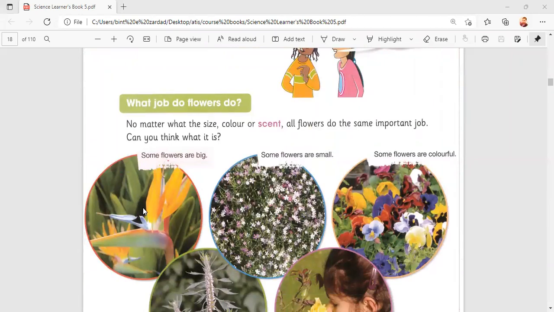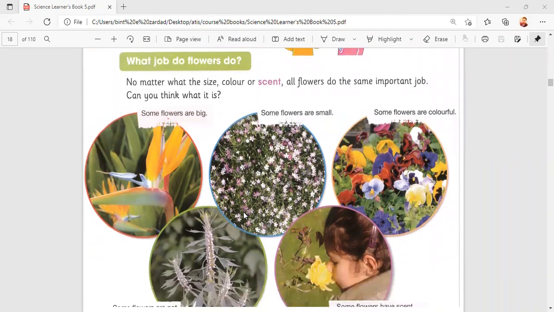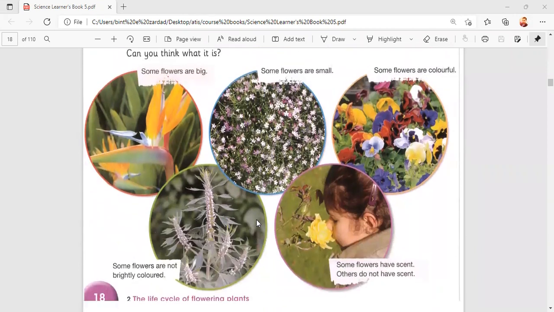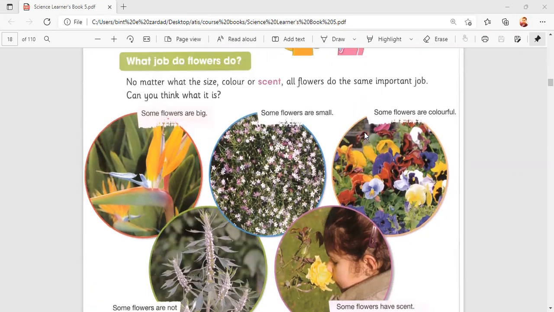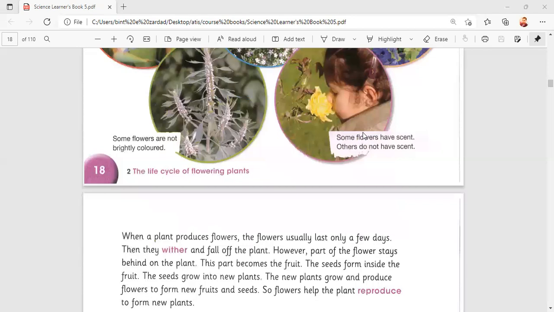No matter what the size, what the color, what kind of smell or scent, all flowers do the same job. Some flowers are big, some are small, colorful or colorless, with scent or without scent. So different sizes, different shapes, different smells, but all do the same job. So what is their job?